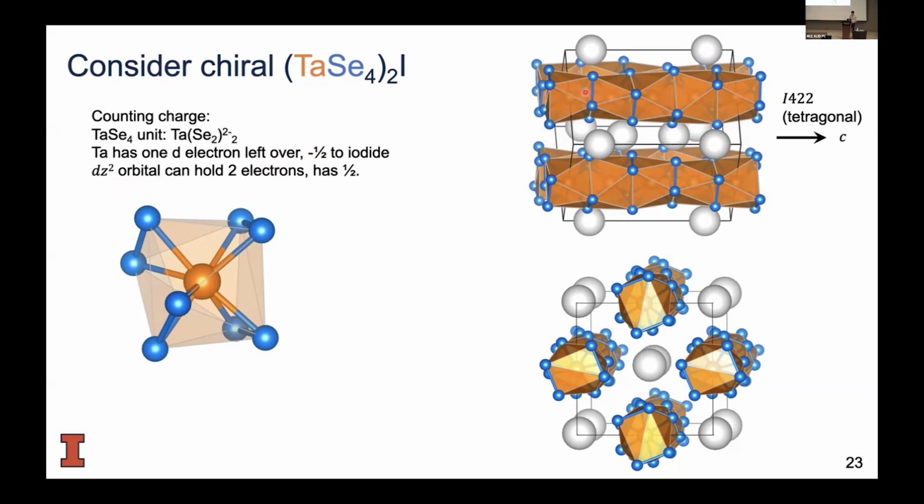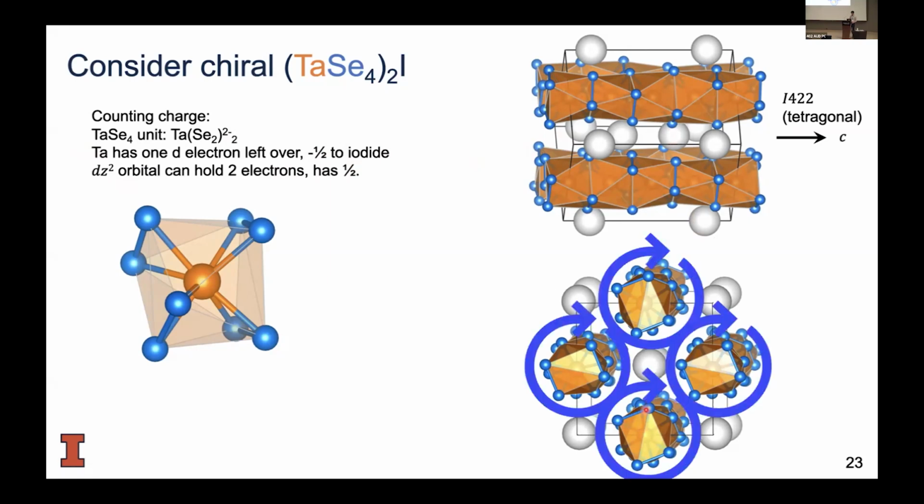In this unit cell, I have 4 tantalums, and each one of them only has a half-filled dz squared orbital. This unit cell has the tantalums at 0, 1/4, 1/2, 0.75, and 1, so they're perfectly arranged in a chain. The seleniums that are going around the outside, you can see that I've drawn the bonds here in blue. So there's a bond here, but there's no selenium-selenium bond here. There's a longer distance. And if you look down the chain, the bonds actually go down the c-axis like a corkscrew. And so this is a chiral material. Each one of the chains in the unit cell is going the same direction.